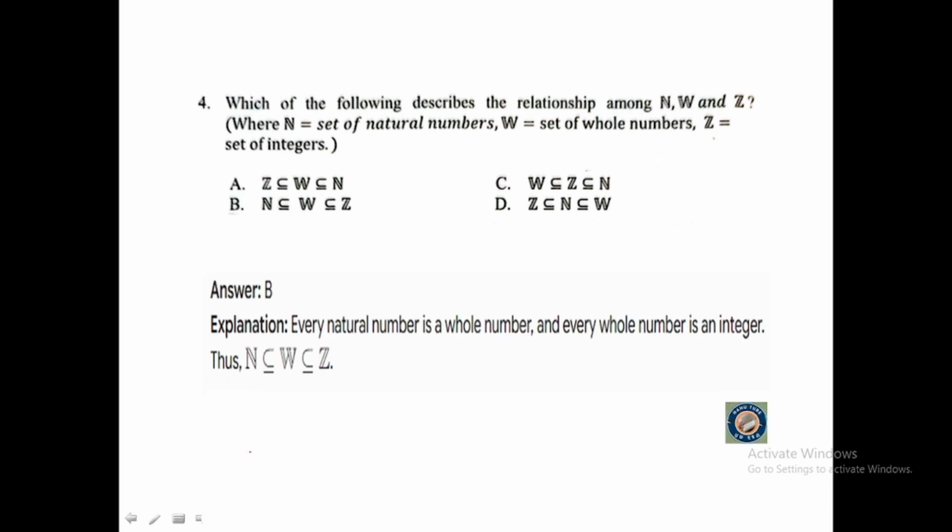The answer is B. Every natural number is a whole number, and every whole number is an integer. Thus, N is a subset of W and W is a subset of Z. Natural numbers are a subset of whole numbers and whole numbers are a subset of integers.